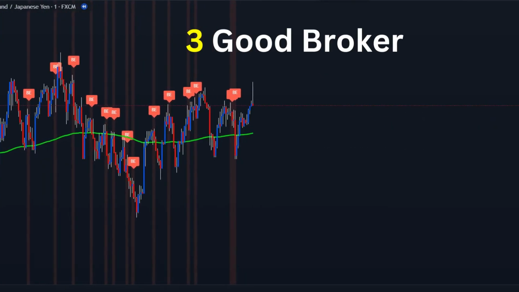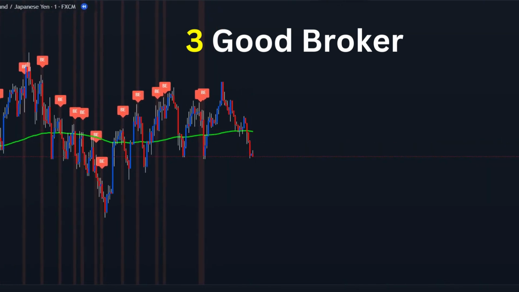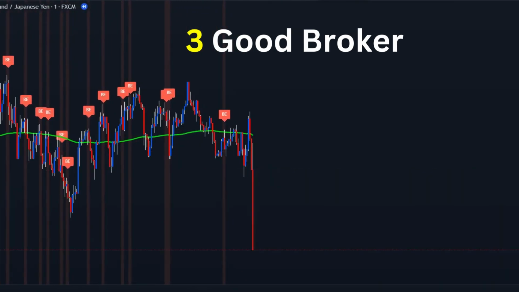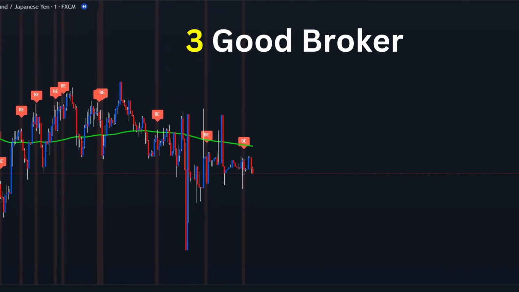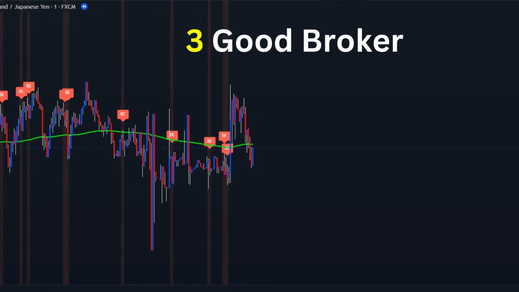The third tip is making sure you're using a broker with a low spread. This is actually very important, because when you're scalping, every single pip counts, and if you're using a broker with a wide spread, you will have a hard time making a profit.